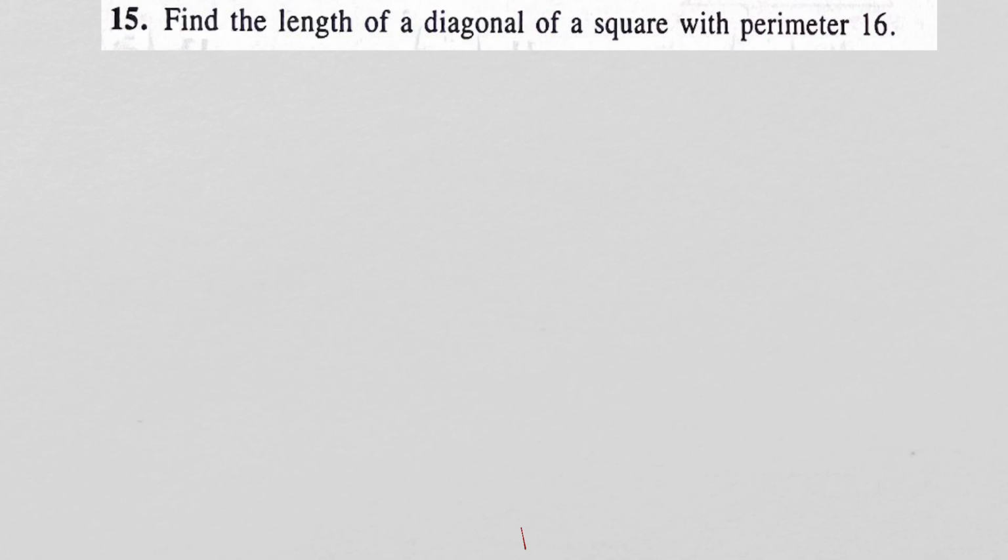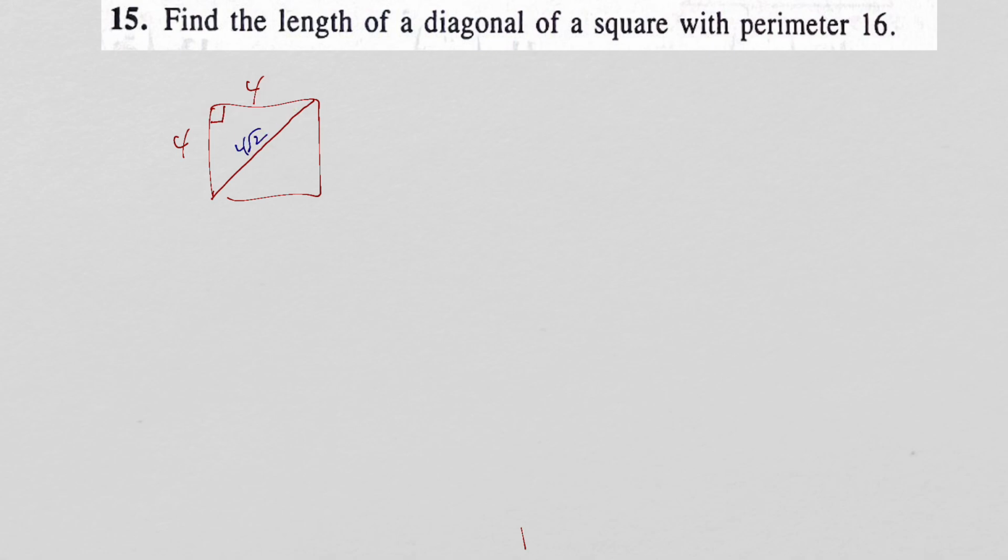Okay, the length of a square, so here's a square. The perimeter is 16. That means each side must be 4. So if we did a diagonal here, that's a right angle. We have a 45, 45, 90 triangle. So this is 4 root 2.